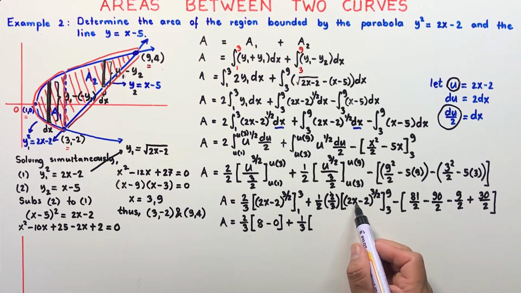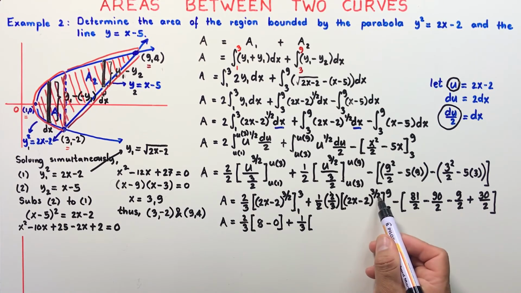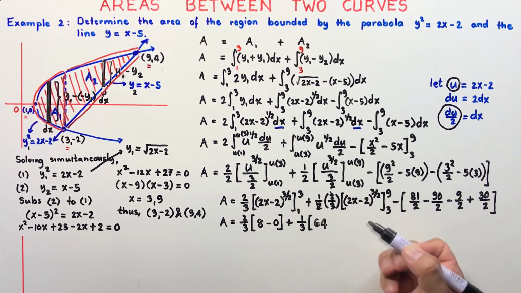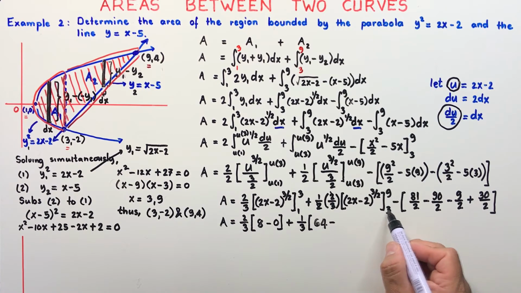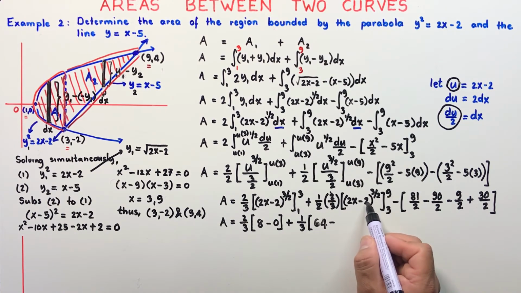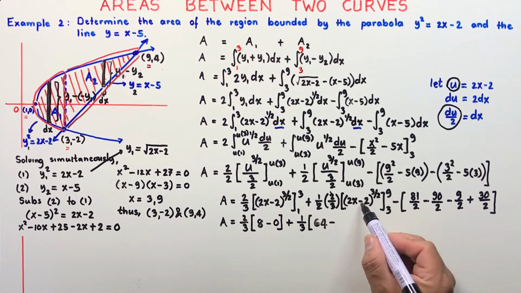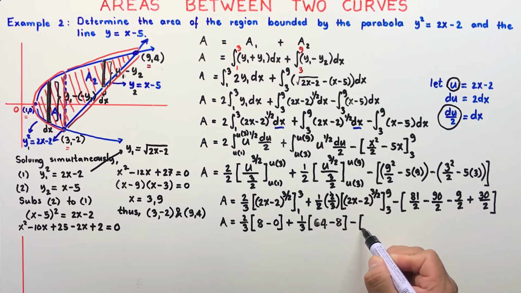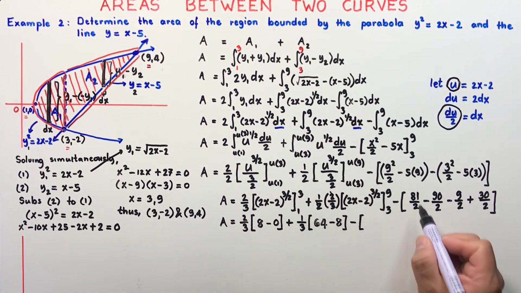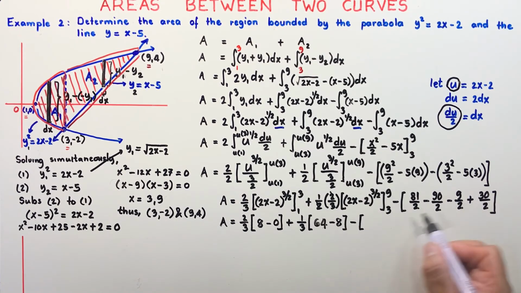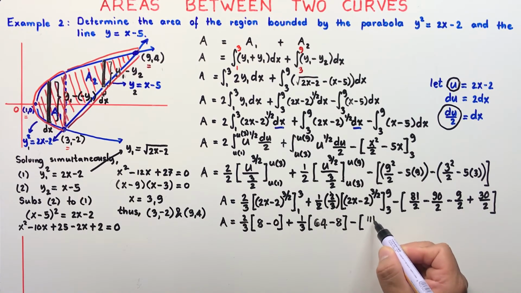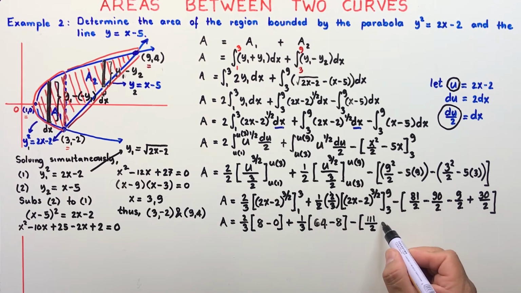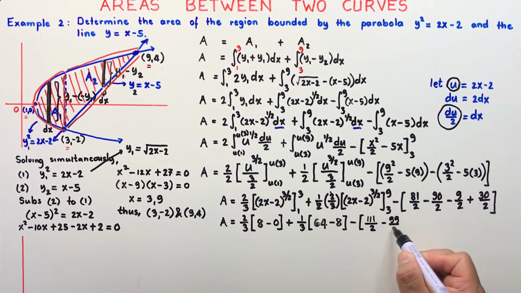So we have 2 times 9 is 18 minus 2 is 16, and the square root of 16 is 4. 4 cubed is 64, minus this 3 when multiplied by 2 is 6, and 6 minus 2 is 4, and the square root of 4 is 2. 2 cubed is 8. So this is minus 8, minus this quantity here. And we know that this 81 added to 30 is 111 over 2. And minus 90 over 2 minus 9/2 is minus 99 over 2.